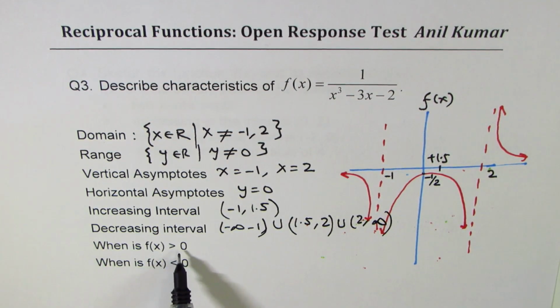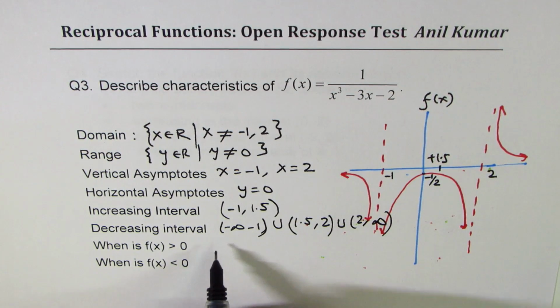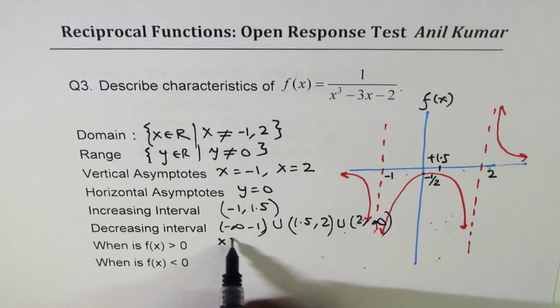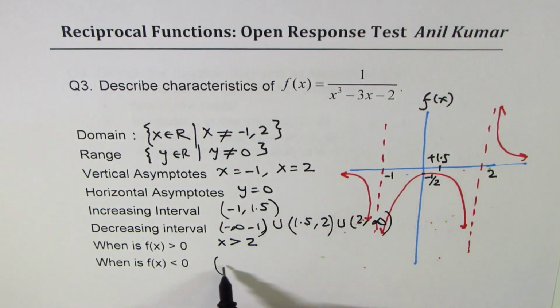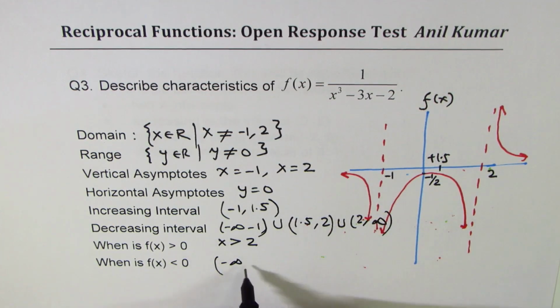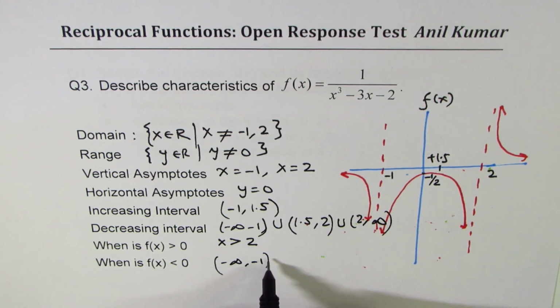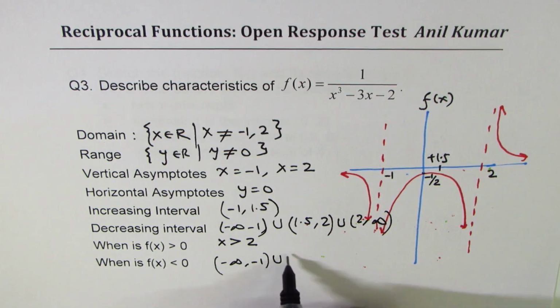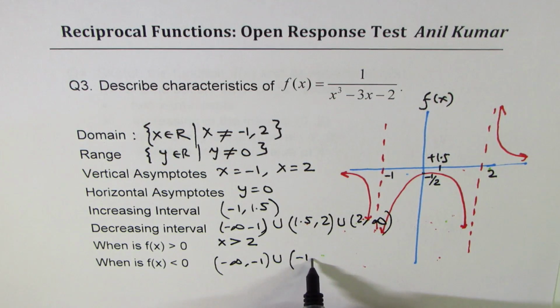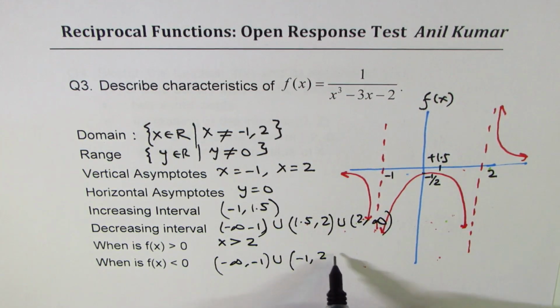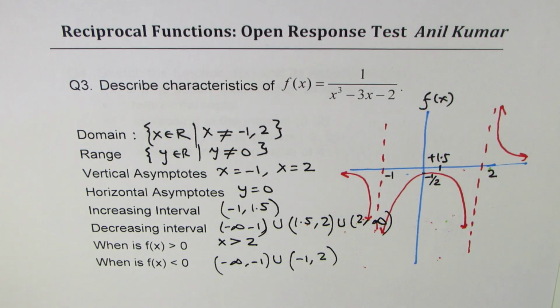When is f of x greater than 0? It is greater than 0 for x greater than 2, and it's less than 0 when it is in between these intervals, that is from -infinity to -1. We cannot include -1, union, or you can write or, from -1 to 2, right? So that is when the function is less than 0. So I hope that helps you to explain the whole process.